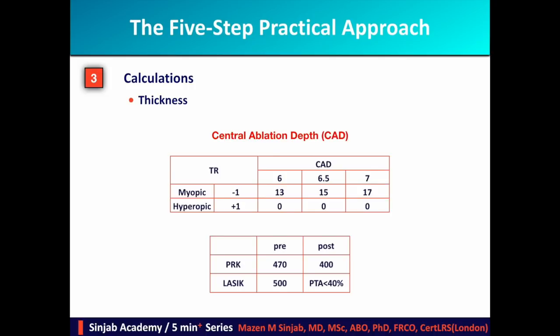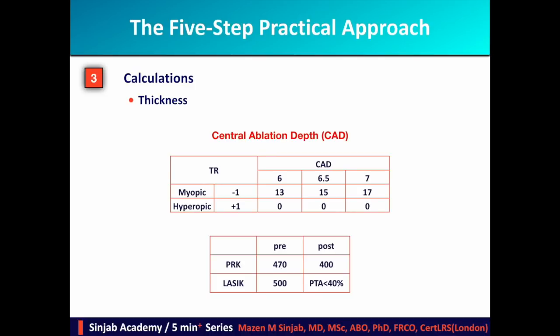As a rule of thumb, correcting -1 of total refraction ablates 13 microns from the central part of the cornea if the optical zone is 6 millimeters, and ablates 15 microns if the optical zone is 6.5 millimeters, and ablates 17 microns if the optical zone is 7 millimeters. On the other hand, any hyperopic correction will ablate 0 microns in the central part of the cornea because the hyperopic laser profile is at corneal periphery.